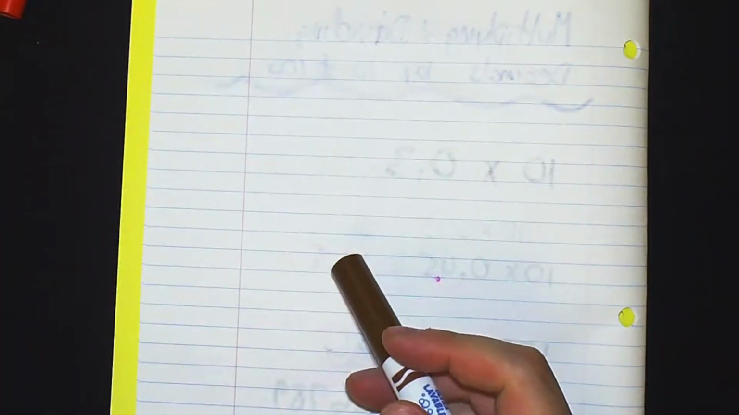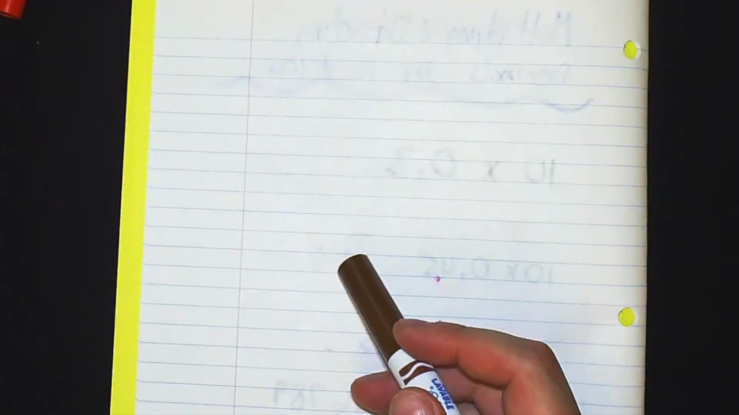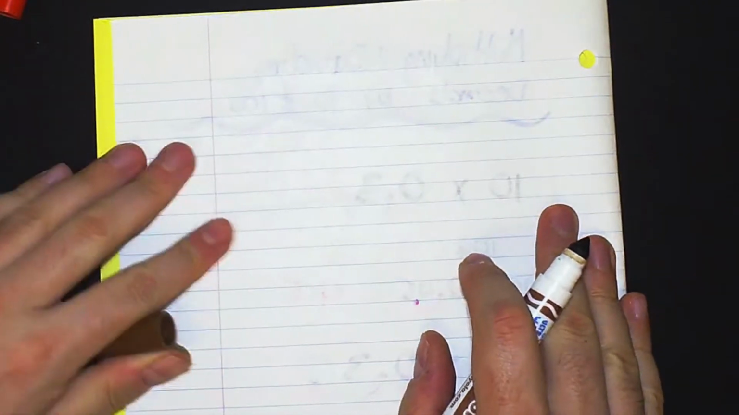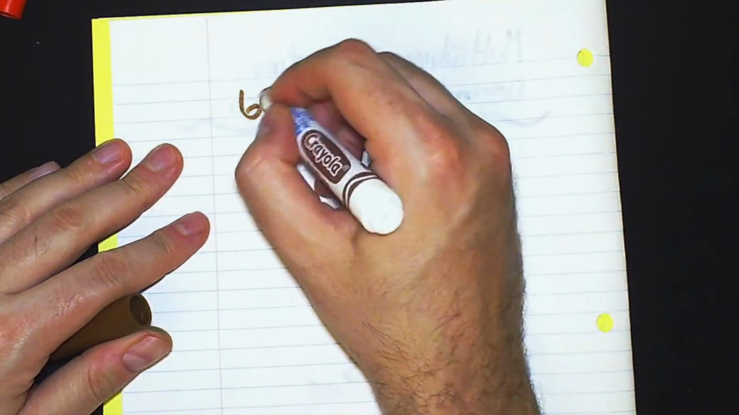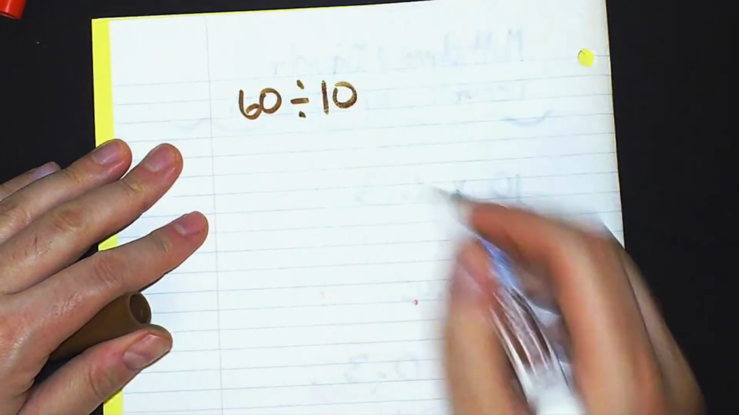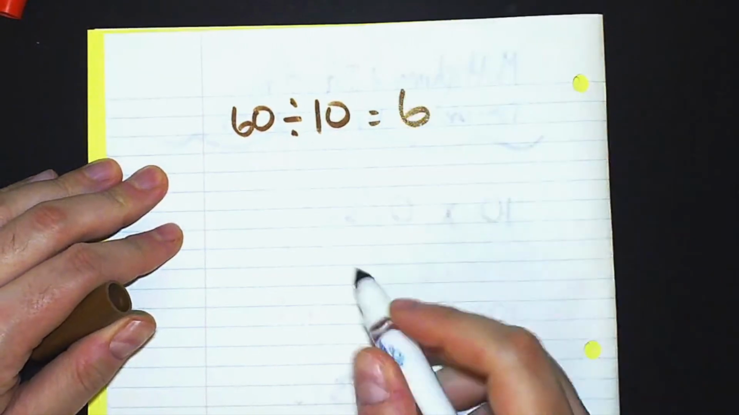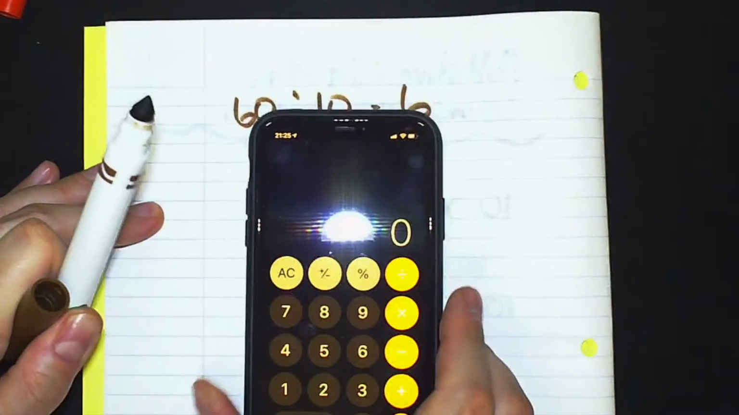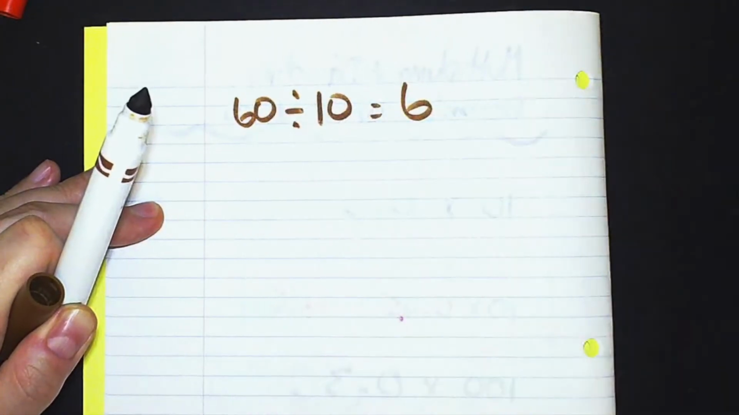Let me show you the division part now, because the division part follows a very similar pattern, except it goes in the opposite direction. Because we know division is the opposite of multiplication. So if I started off with a number that is common to us, say like 60 divided by 10, that equals 6. So put it in the calculator. 60 divided by 10 gives you 6, okay?